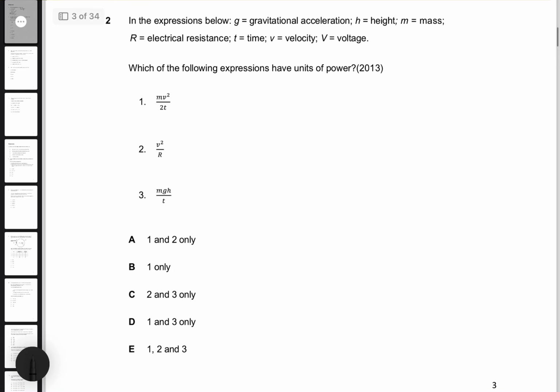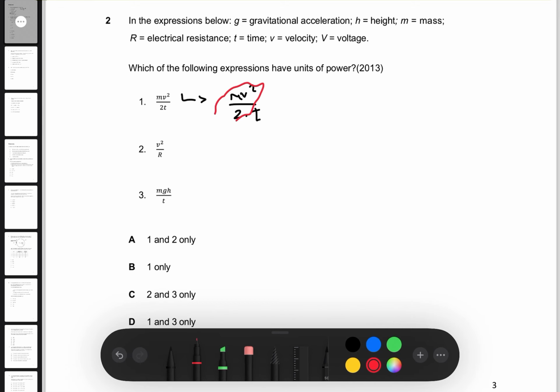The second one says, in the expression below, g is gravitational acceleration, h is height, m is mass, and so on. It's asking, which of the following expressions have units of power? So first of all, the first one, we have mv squared over 2 times t. Now, this looks familiar, doesn't it? Well, if it doesn't, mv squared over 2 is actually the formula of kinetic energy. Kinetic energy is 1/2 of mv squared, but you can also write that as mv squared over 2.